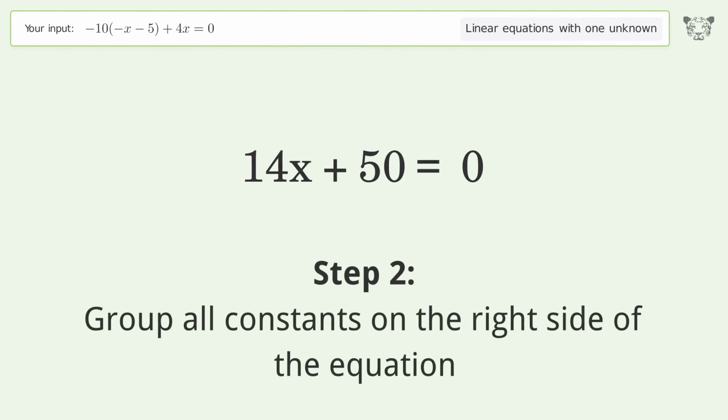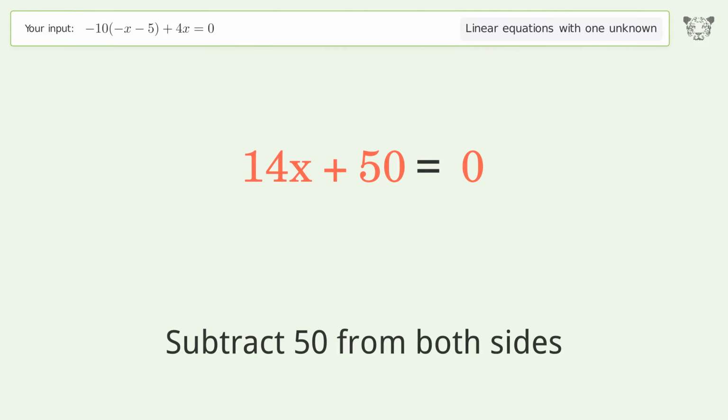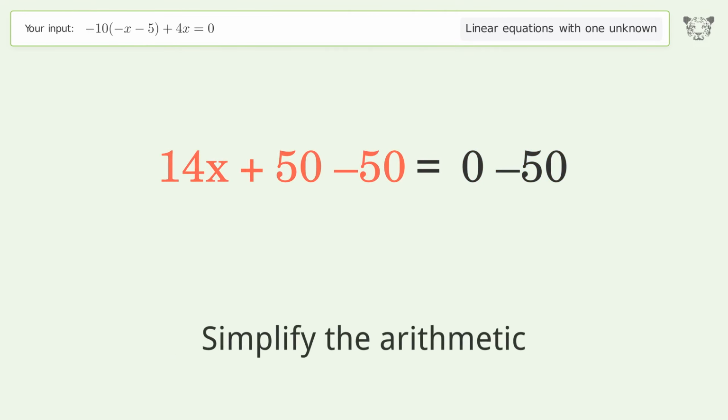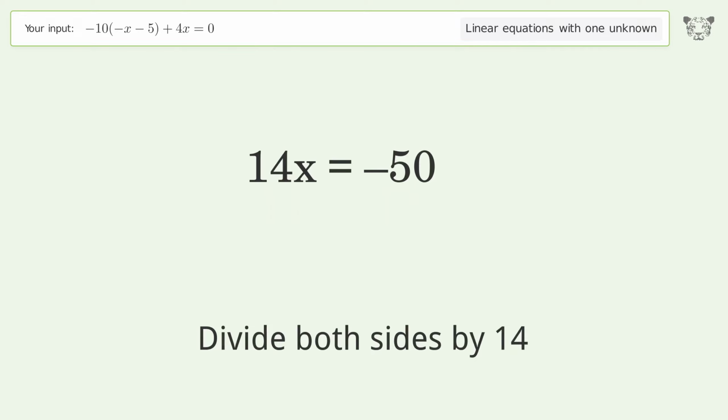Group all constants on the right side of the equation. Subtract 50 from both sides. Simplify the arithmetic. Isolate the x. Divide both sides by 14.